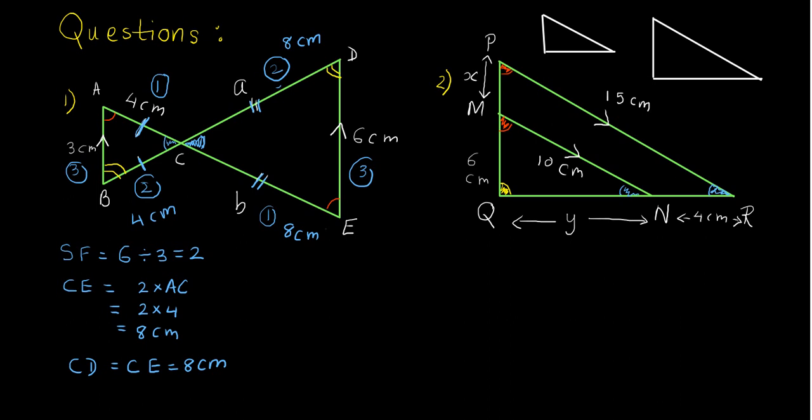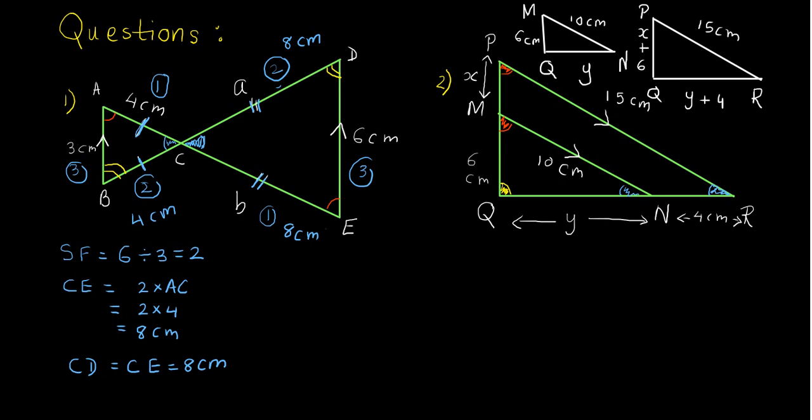Okay, so I'm going to label this diagram MQN. MQ is 6 centimeters, QN is y, and MN is 10 centimeters. And then I'll write down P, Q, R. PR is 15 centimeters. PQ is x plus 6. And QR is y plus 4. So I need to find those 2 missing lengths also.